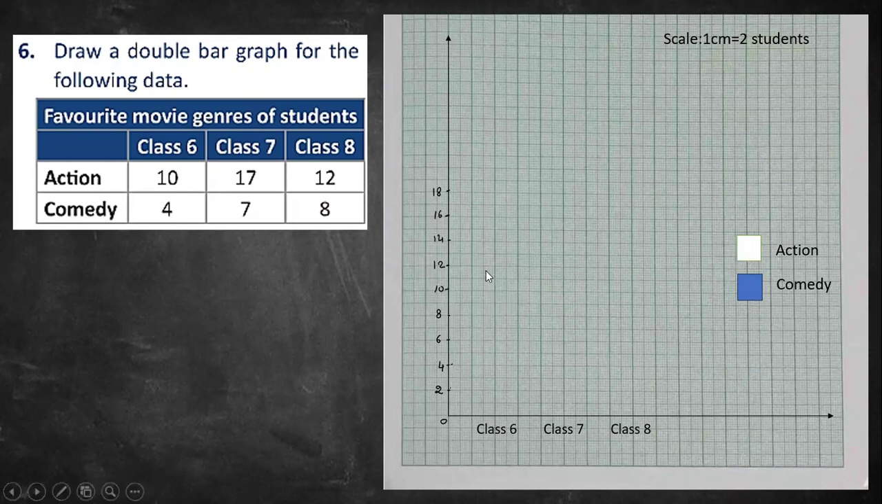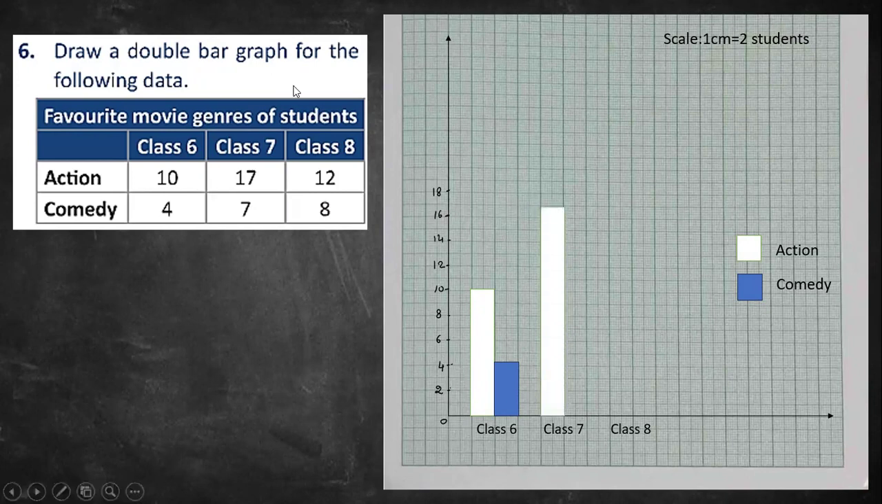For class 6, you can see action is 10. So where is 10? 10 is here. You can see we have drawn the bar till 10. Now for comedy, grade 6, it is 4, till 4. For grade 7, action is 17. Yes, 17 will come between 16 and 18, somewhere here. So let's draw.